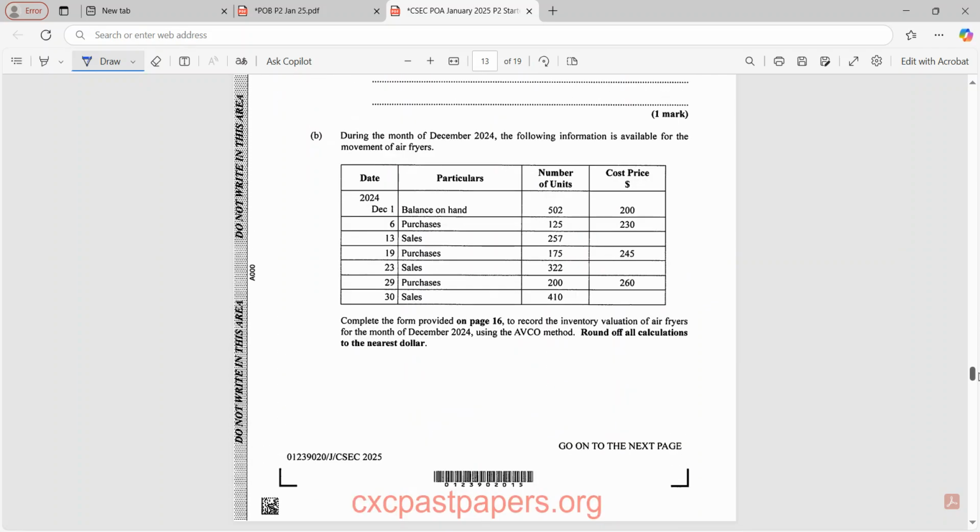Then it says during the month of December 2024, the following information is available for the movement of fryers. Complete the form provided on page 16 to record the inventory valuation of air fryers for the month of December 2024 using the AVCO method. And we're supposed to round off all calculations to the nearest dollar. This is important. A lot of persons didn't see that. So let's underline it.